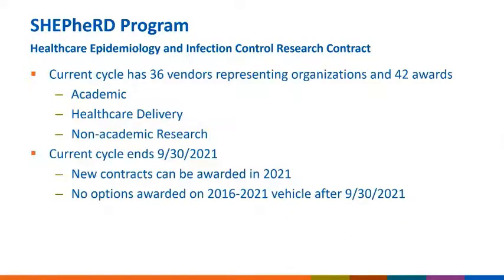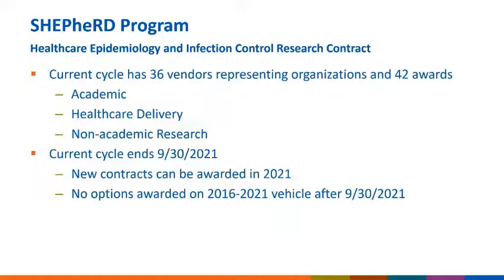This current cycle of 2016 to 2021 has 36 vendors, but since the vendors were able to get awards in multiple domains, we have 42 awards. Most of the vendors are academic research partners, some are healthcare delivery systems, and then non-academic research partners and organizations. This current cycle ends on September 30th of 2021. That means new contracts can be awarded in fiscal year 2021.